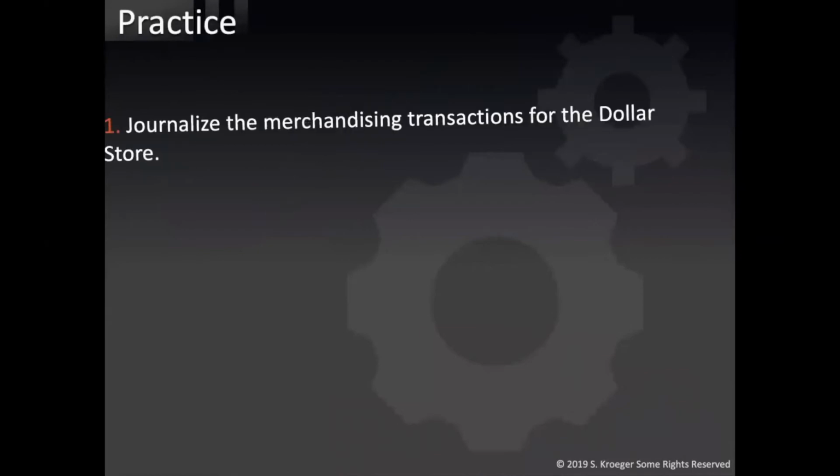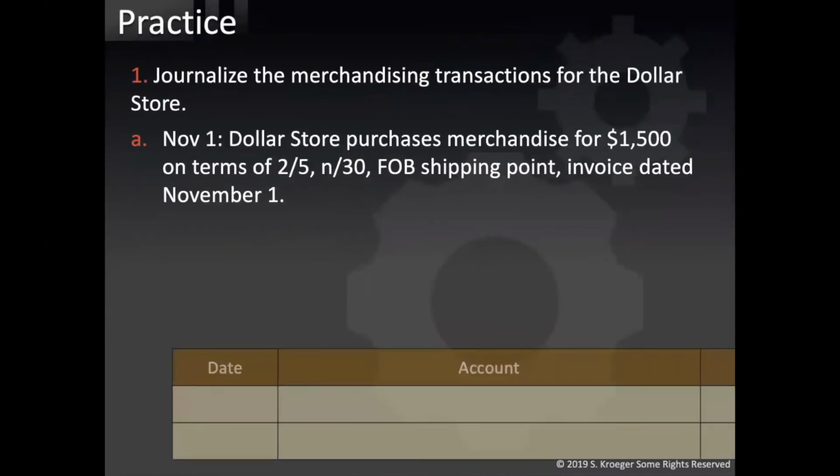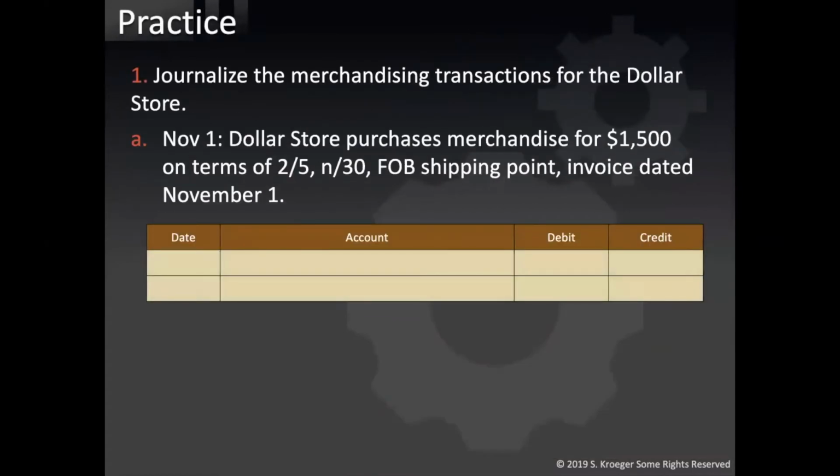Let's practice this journal entry. This is number 1 on your classwork. We're going to journalize the merchandising transactions for the dollar store. In Part A, on November 1st, the dollar store purchases merchandise for $1,500 on terms of 2, 5, and 30, FOB shipping point, invoice dated November 1st.